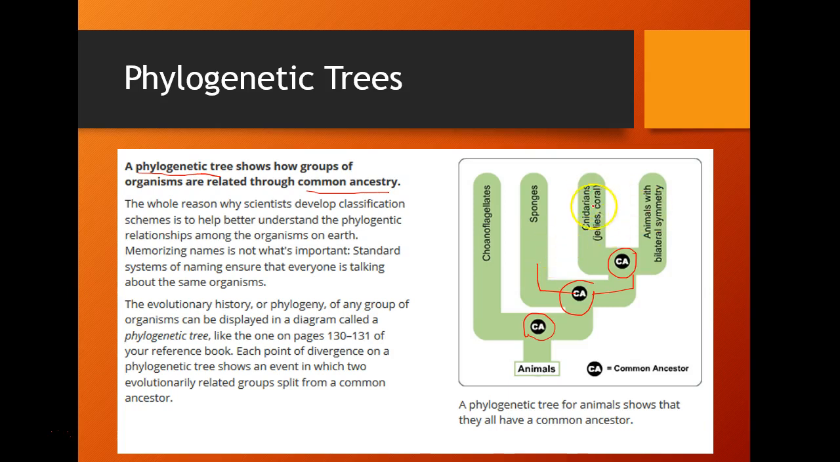And so here we see the cnidarians, which are jellies and coral, are more closely related with animals with bilateral symmetry since they share a very recent common ancestor. However, if we look down here, we see that all of these organisms have this common ancestor. So here, these organisms would be actually less related with these animals here because their common ancestor was from a long time ago.